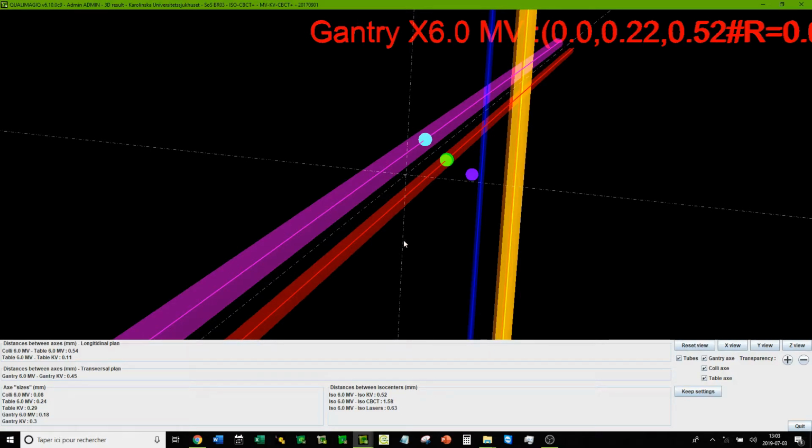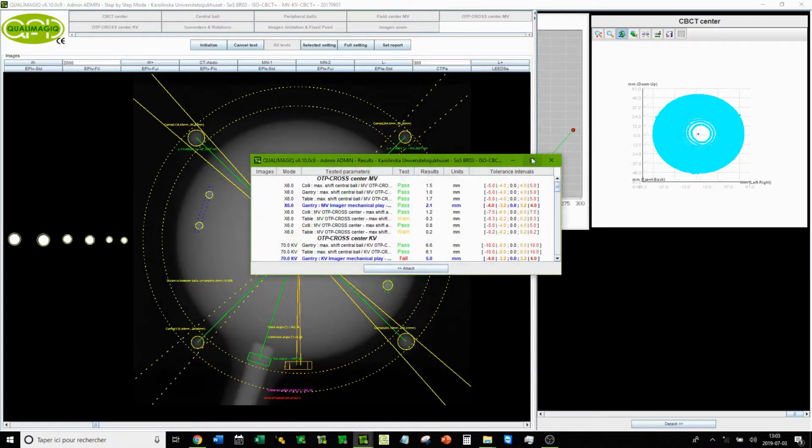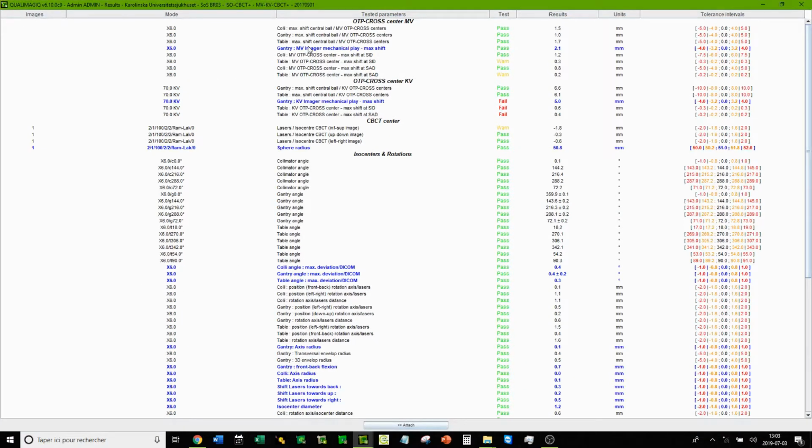Quantitative data is supplied here as well, which we will examine when we look at the analysis report, which is now displayed. The most important parameters are displayed in blue.